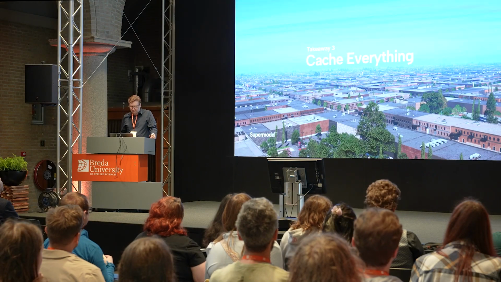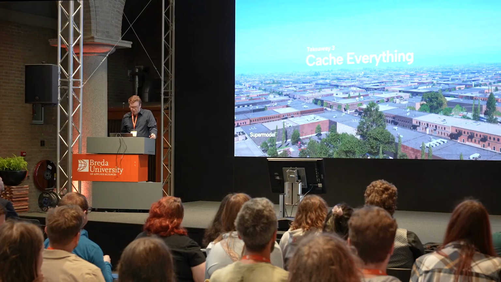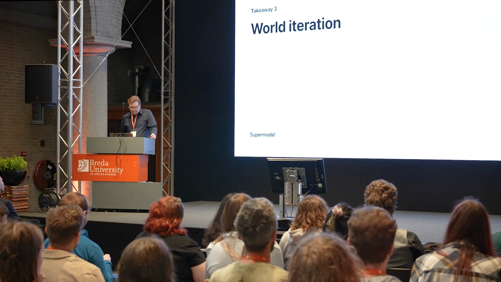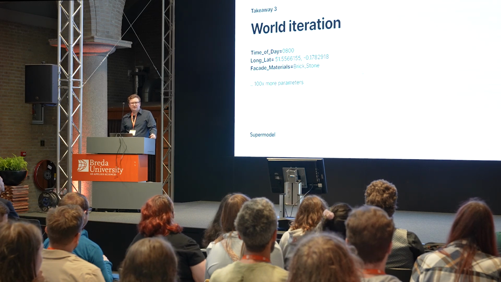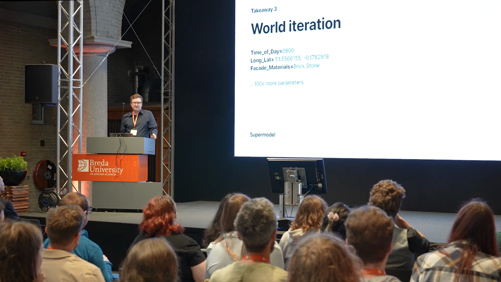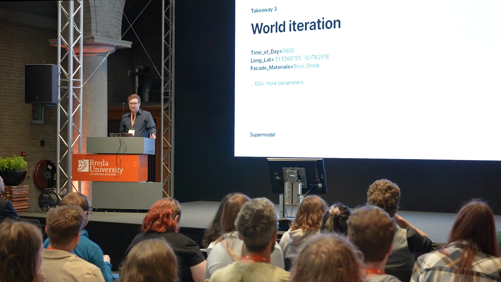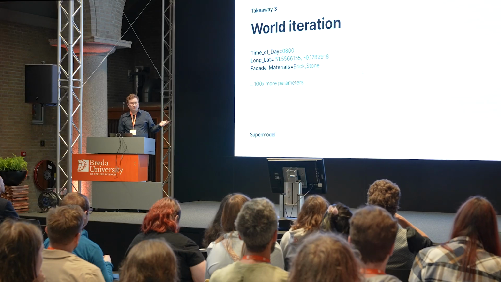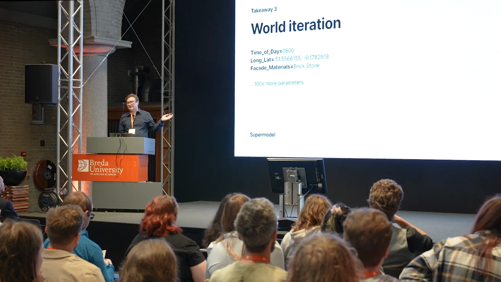So, iteration. This is actually probably the easiest portion of it all. The first is iterating on the world. I mentioned before, I didn't really like chatbots. While it is nice in the sense that I can say, make it darker, make it lighter, make the buildings taller, and it will just go and tune the parameters. These are human-readable CSVs in the end. I can just go in and tweak the CSV file myself.